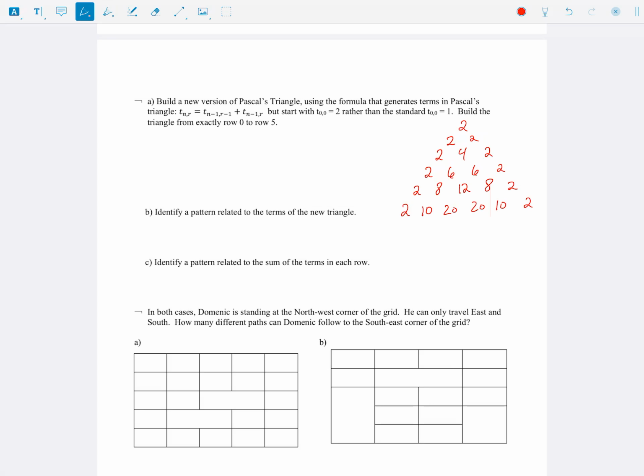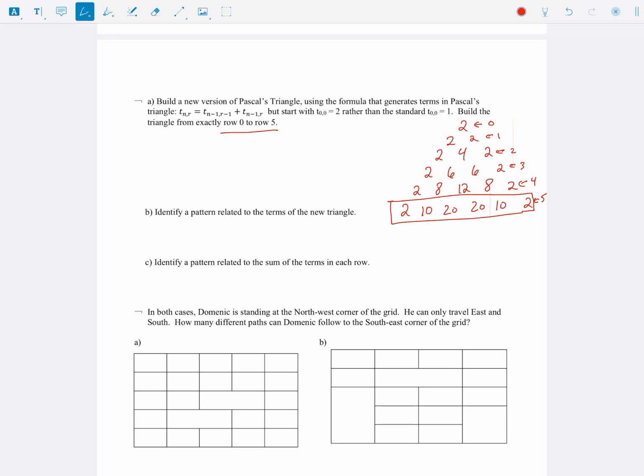Oh, I'm wondering now, am I following the instructions from row 0 to 5? So this is row 0, row 1, row 2, 3, 4, 5. Oh man, I'm good. I should be a math teacher. Okay, that's row 5. Let me get that better. There we go. That's row 5, built from row 0 to row 5.